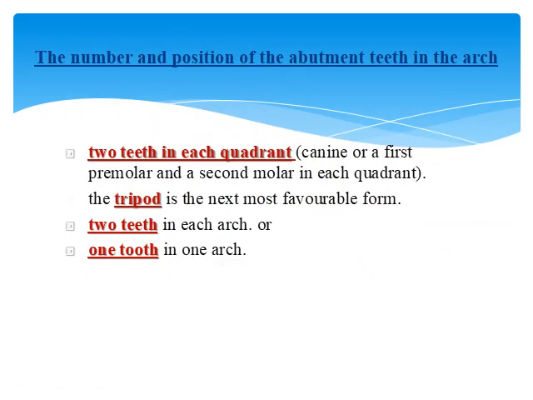The number and position of the abutment teeth in the arch. We can construct an overdenture for patients who have 2 teeth in each quadrant, like canine, or a first premolar and a second molar in each quadrant. The tripod is the next most favorable form, and 2 teeth in each arch, or we can construct it for patients with 1 tooth in 1 arch.